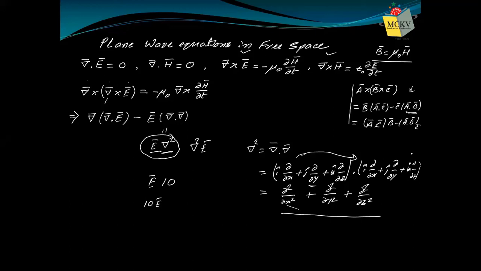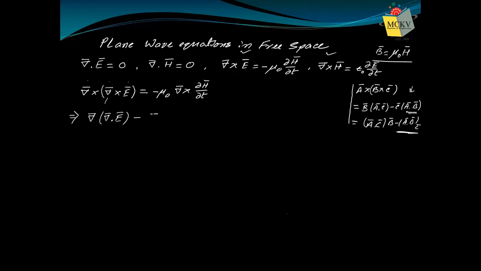But when the operator comes, this scalar operator must be written before the vector. That means it should be written like this only: del 2 E, not E del 2. Be careful. So write in your note that we shouldn't write E del 2, because del 2 is an operator. It will operate on E, so E should be after del 2. As simple as that. So this one is done.